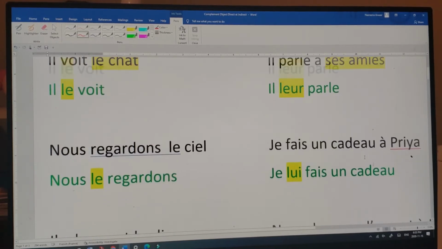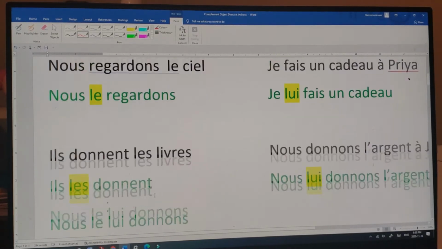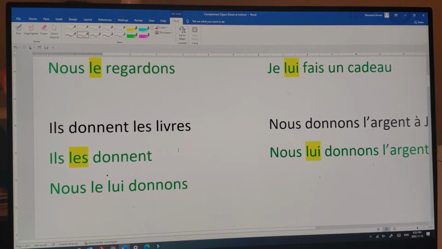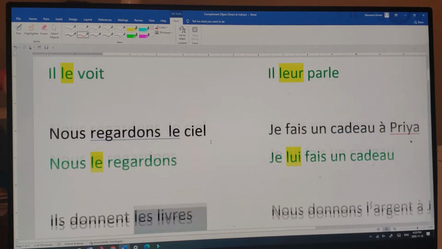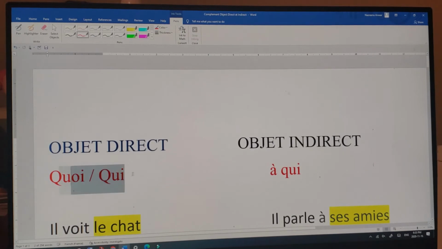Let's go to a second example. "Ils donnent les livres." They give the books. They give what? "Ils donnent quoi? Les livres." So les livres is what? A direct object, because it answers the question quoi or qui, and hence a direct object.